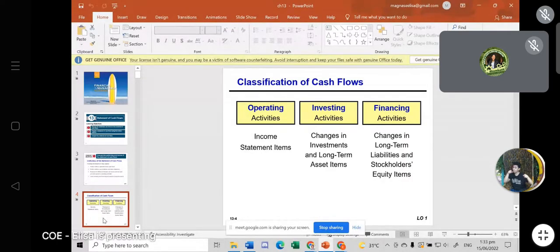And then investing activities, these are the movements or the changes in the long-term assets. Diba sa katong chapter 4, we learned already the classified balance sheet. You have the current assets, you have the long-term investments, then you have the property, plant, and equipment, and then you have your intangible assets. So these are your 4 classification of assets.